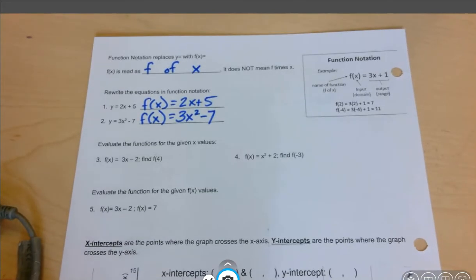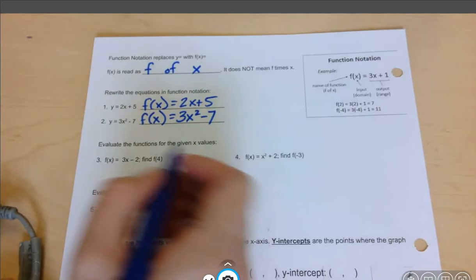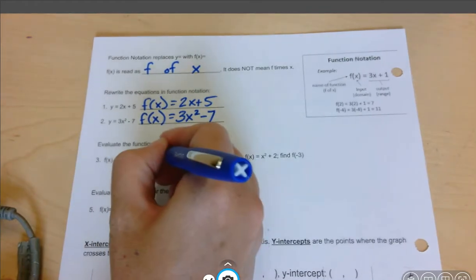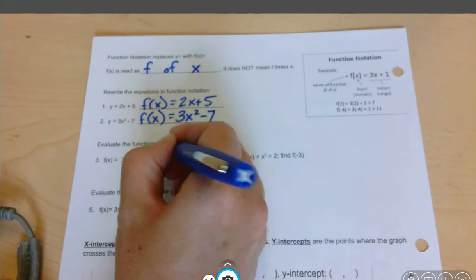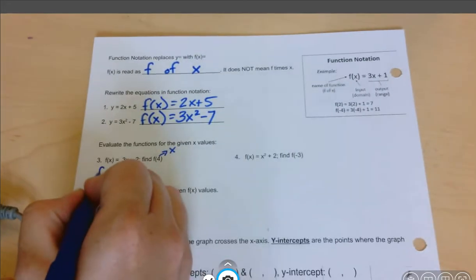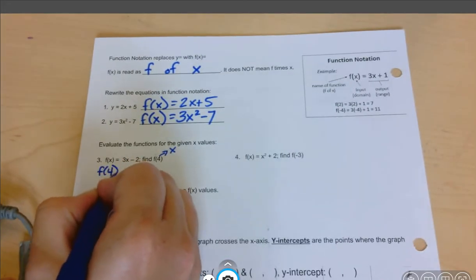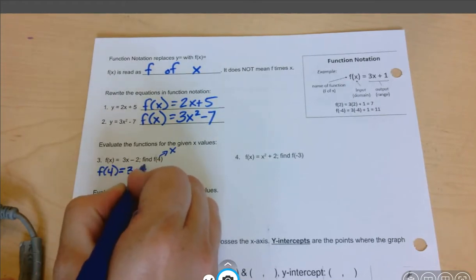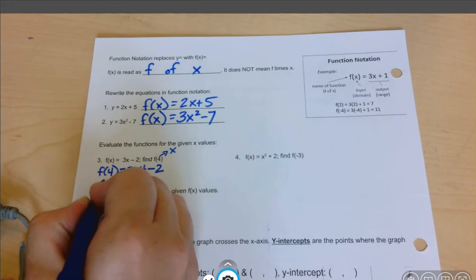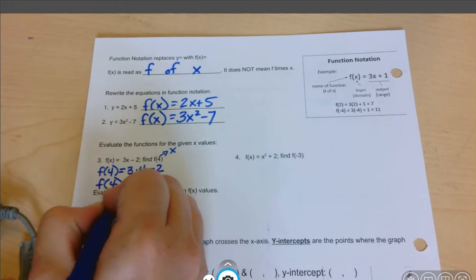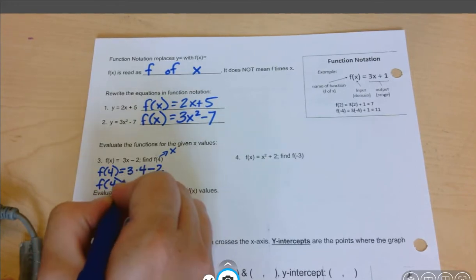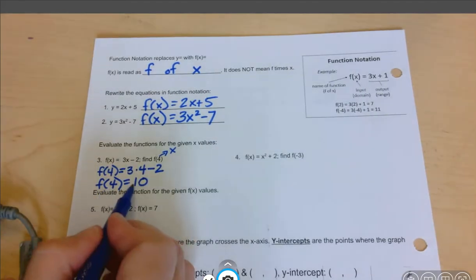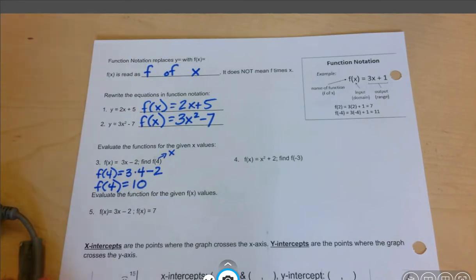All right, to evaluate for a given x value, notice that instead of f of x, it says f of 4. That means 4 is the x. So we write f of 4 equals, and we're going to put 4 here too, 3 times 4 minus 2. So 3 times 4 is 12, minus 2 is 10. F of 4 equals 10. So when x is 4, y is 10.